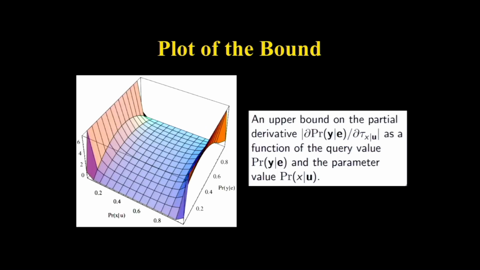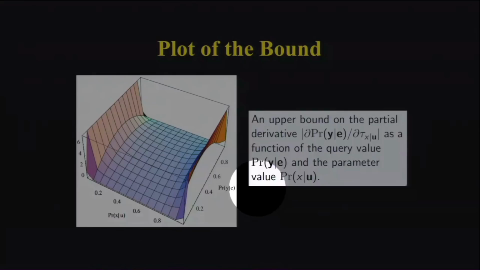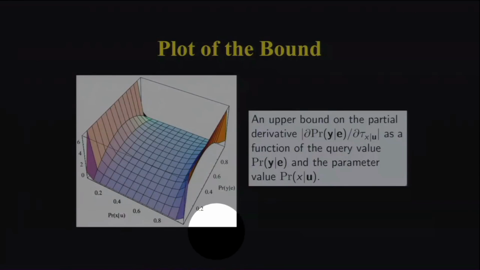Here's this guy plotted. This is a bound in terms of two quantities, the current value of the parameter and the current value of the query, correct? So you're varying here the current value of the query, and you're varying here the current value of the parameter. Look what happens. Look for the query. The bound gets smaller as the query becomes extreme, correct? And it's largest when the query is in the middle, 0.5.